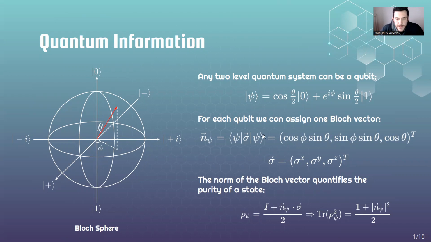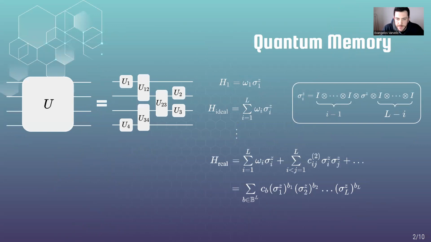This vector, which is defined like this, is called the Bloch vector, and its norm can tell us whether a state is pure or mixed. If it's a pure state, then it's living on top of the sphere, so the norm of the Bloch vector is 1. Otherwise, it can be within the sphere or outside, and we have a mixed state with norm smaller or larger than 1.